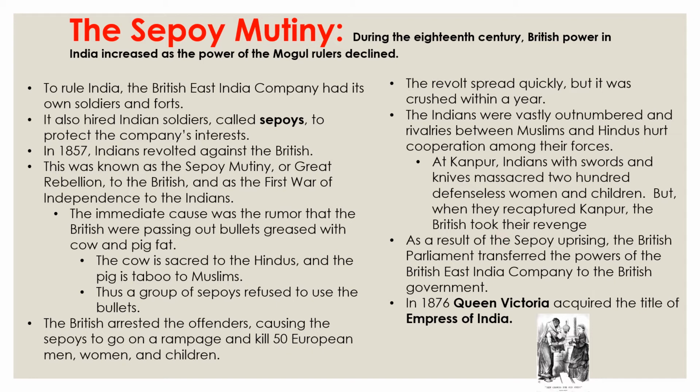As a result of the Sepoy Mutiny, the British Parliament transferred the powers of the British East India Company, which had control over India as a colony, which would be indirect rule for the British government, to taking more direct rule over India. The British government will officially take over India, not just the British East India Company as it had been since the 1600s, but the British government itself will take over direct rule over India in 1876. And Queen Victoria, who was the monarch at the time, acquired the title of Empress of India as a result.